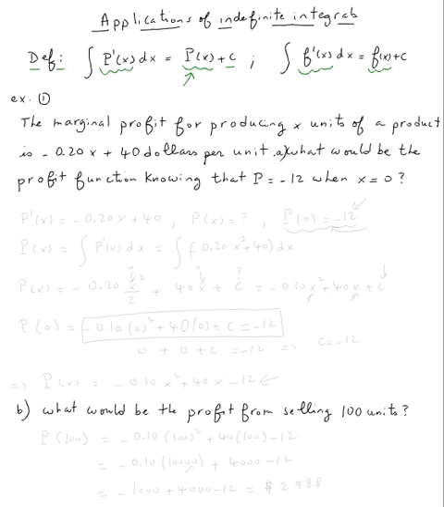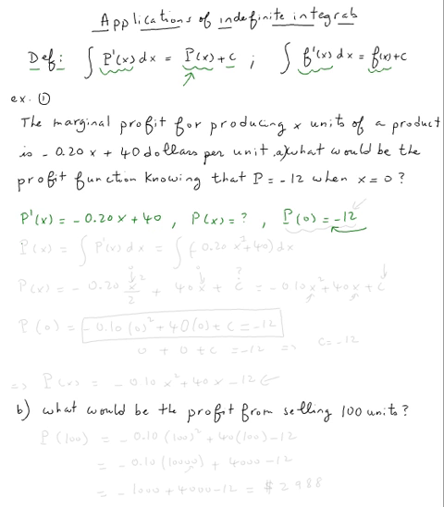So let's do example 1. The marginal profit for producing x units of a product is, so marginal profit is what? P prime of x, it's equal to negative 0.20x plus $40. And the question is, what would be the profit function? So we're looking for a P of x. What would be the profit function, knowing that P equals negative 12 when x is 0? In other words, P of 0 is equal to negative 12. This is given, usually just to find the constant.